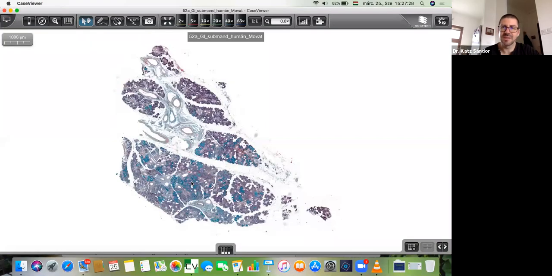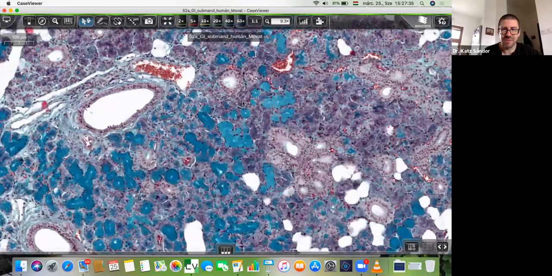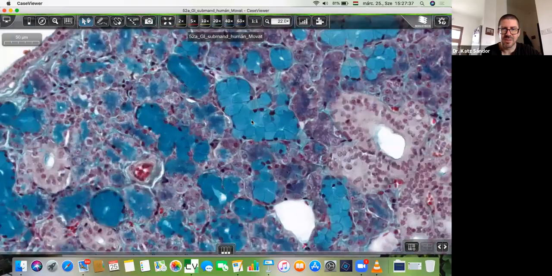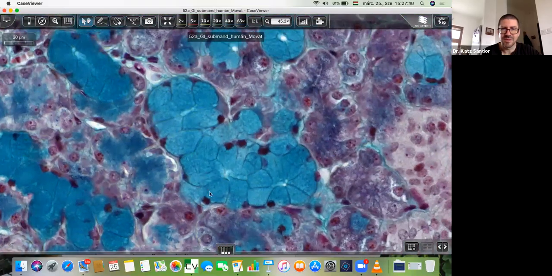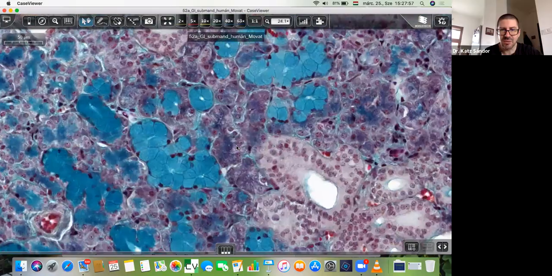When we can see the mucous acini in turquoise color. So looking at this area, we can find these turquoise, greenish, bluish-greenish structures. These are the mucous acini among the serous acini, but we can see the serous acini also presented.